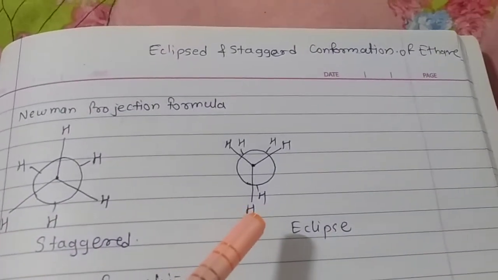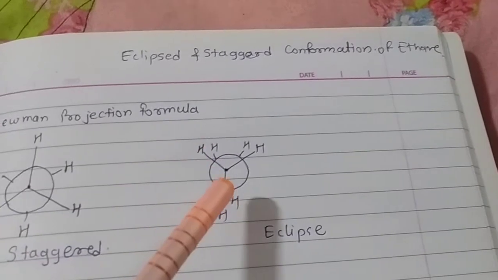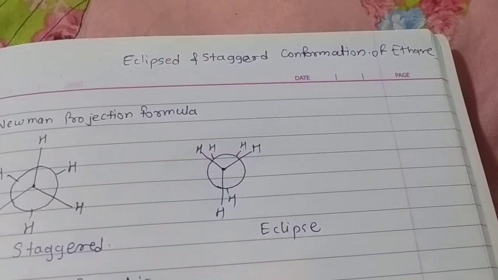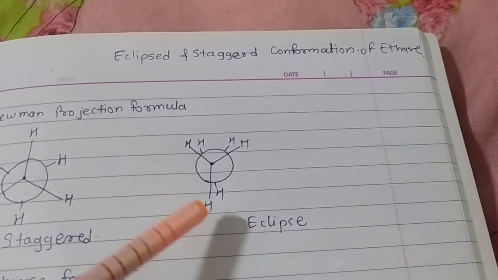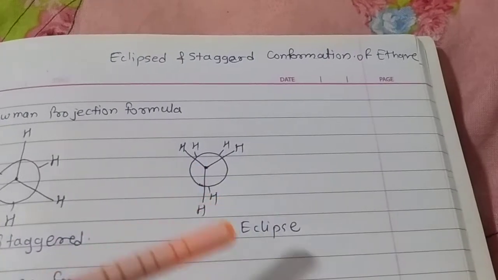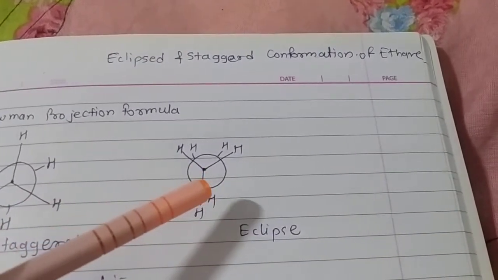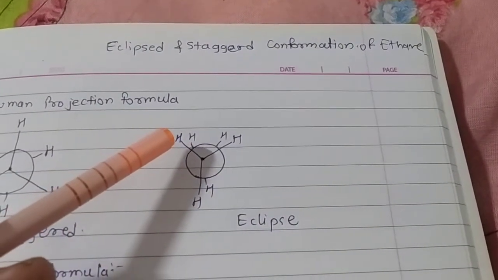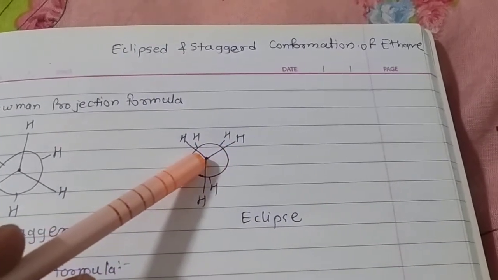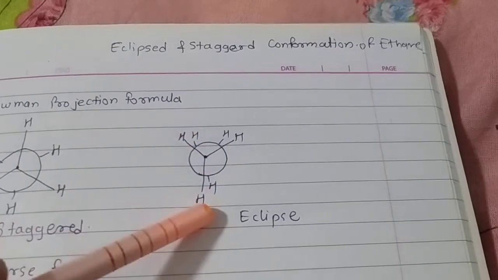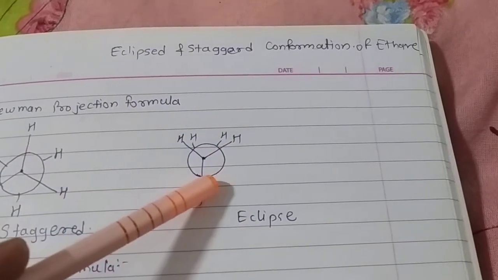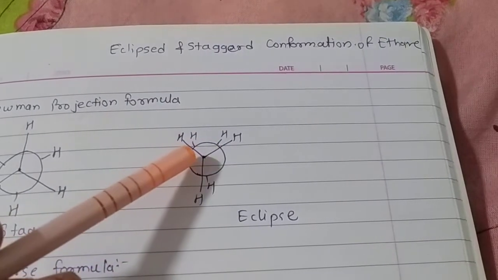Then see the eclipse conformation. Again the bigger circle is one carbon and dot is another carbon. Bigger circle meaning it is near to the observer, and dot means it is away from the observer. So there are 2 carbons, and these 3 hydrogens are for the carbon which is away, and these 3 hydrogens are for bigger carbon.